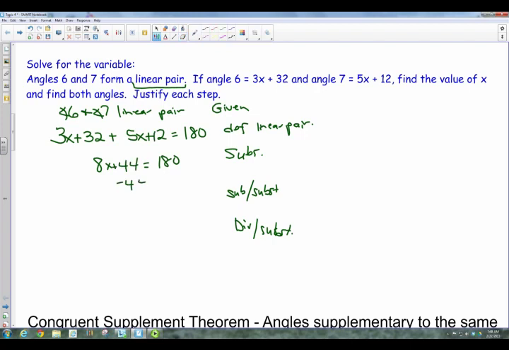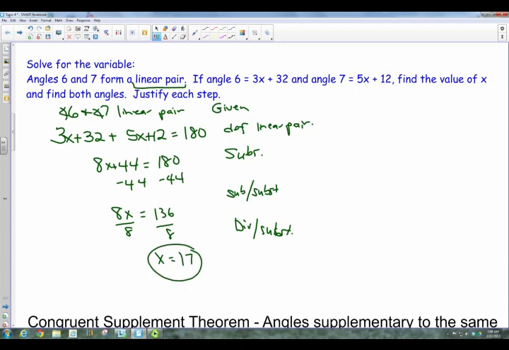So then we subtract 44. Okay, so you got 180 minus 44. This is going to give you 8x equals 136. Then you divide by 8. And so 136 divided by 8 is 17. That works better. All right, so there's our first value. Find the x. There's our x.